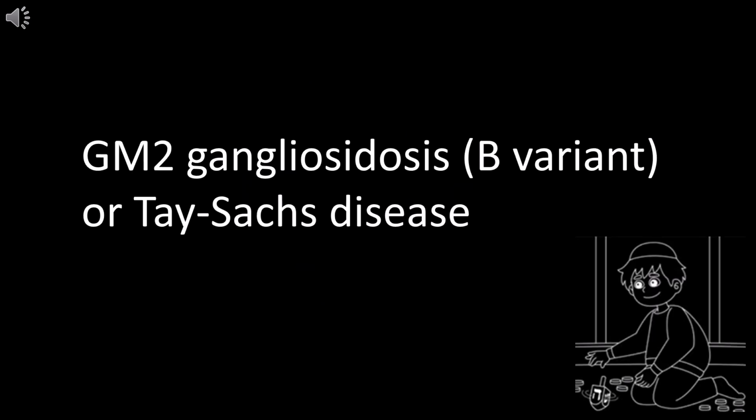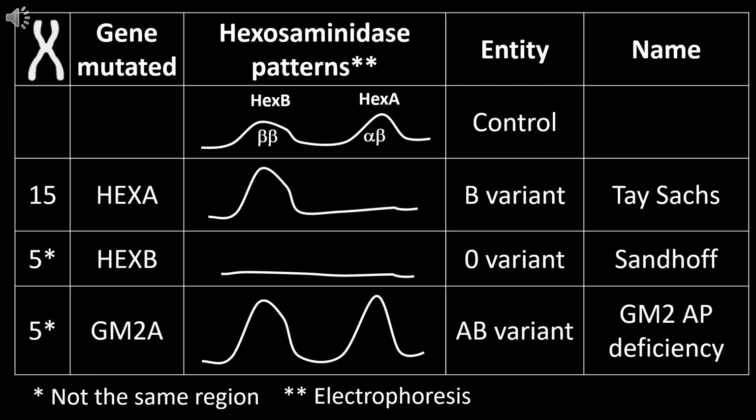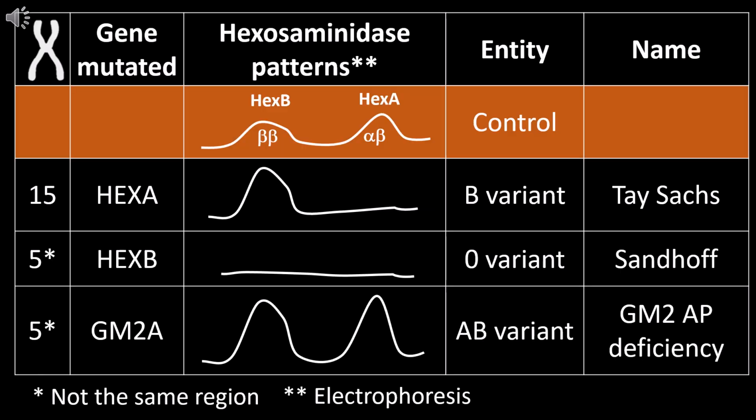GM2 gangliosidosis, B variant, or Tay-Sachs disease. This condition is more common among the Ashkenazi Jewish population. The use of the term B variant for this condition deserves a comprehensive explanation. I will attempt to do so using this table. A normal person has hexosaminidase A and B activity in plasma, as illustrated by the two humps, because both hexosaminidase subunits, alpha and beta, are produced.